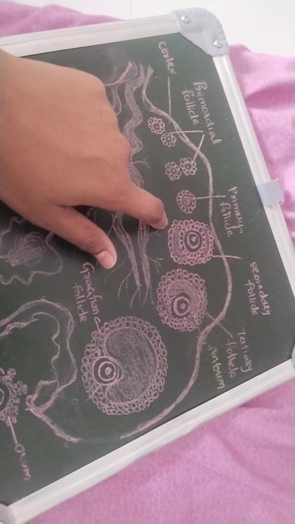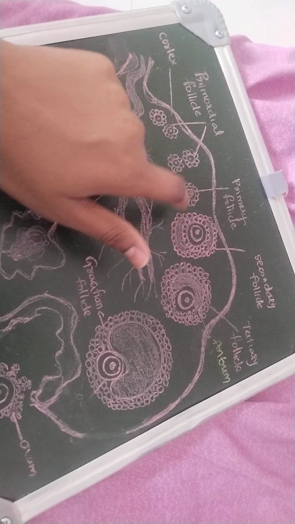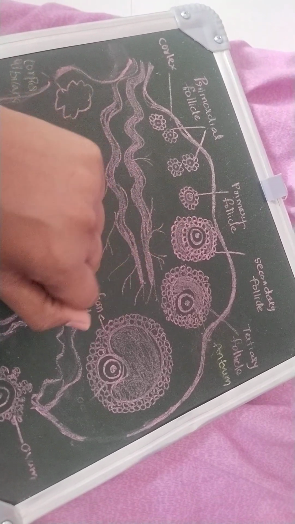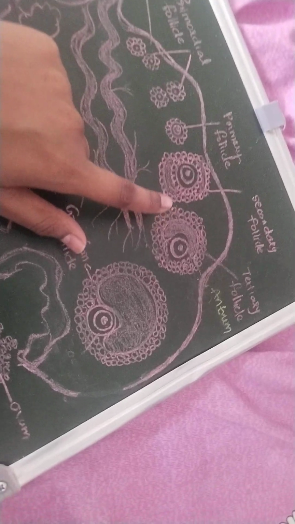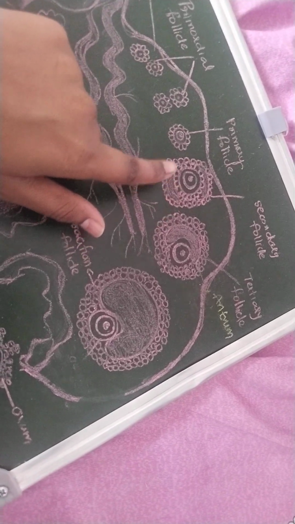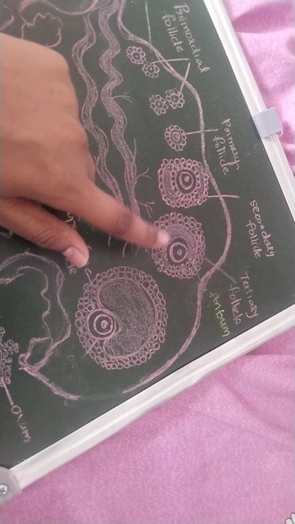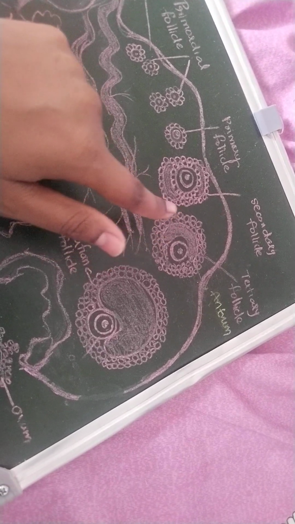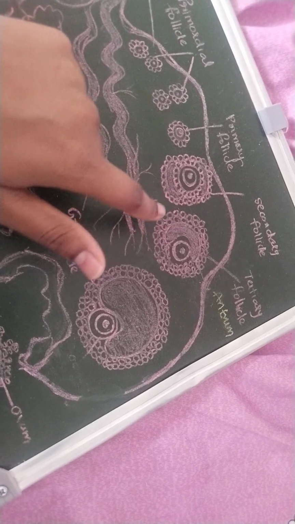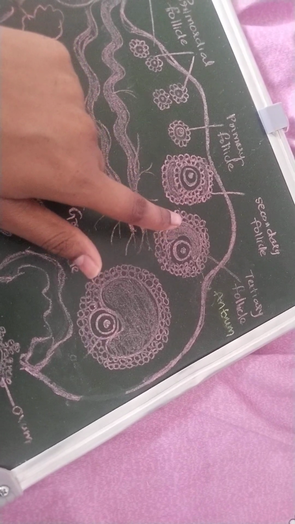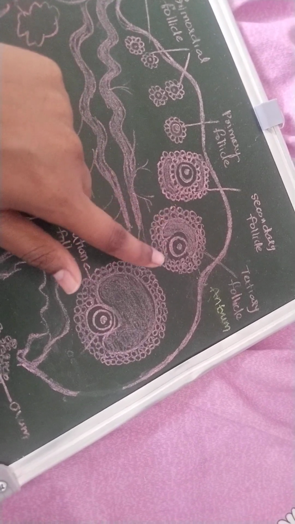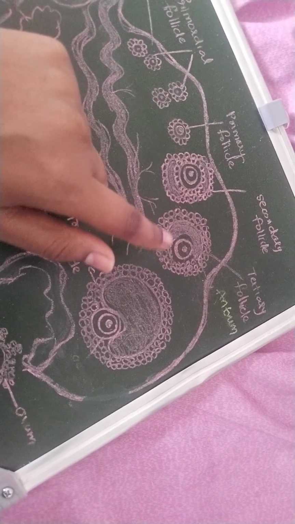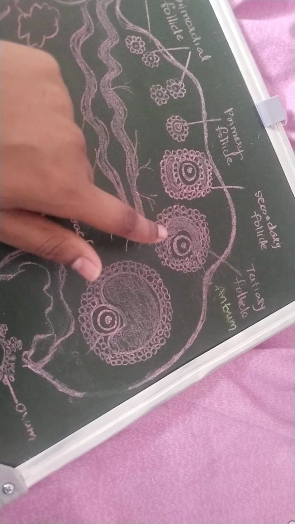In the secondary follicle you will see more granulosa cells and some antral cavity. A prominent antral cavity is seen in the tertiary follicle, and here you will also see the theca layer. In the tertiary follicle the theca differentiates into theca interna and theca externa, with more granulosa cells and a prominent antrum. The theca interna will secrete estrogen.